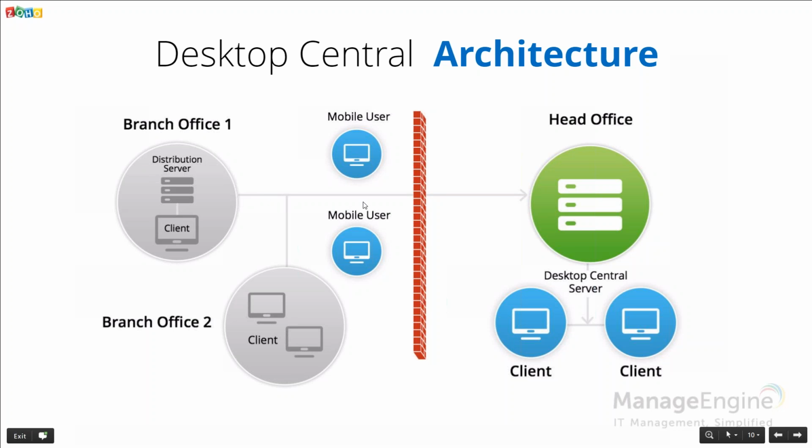You can even manage mobile users, that means the guys who travel or work from home. You can manage them via NATing on your firewall, that is network address translation. You have to open certain ports on your firewall. So technically you can manage local office machines, branch offices, as well as roaming users via the Desktop Central application. That's all about the architecture.